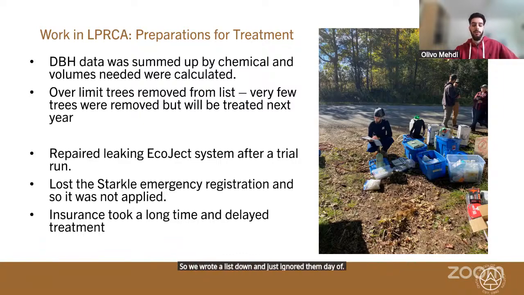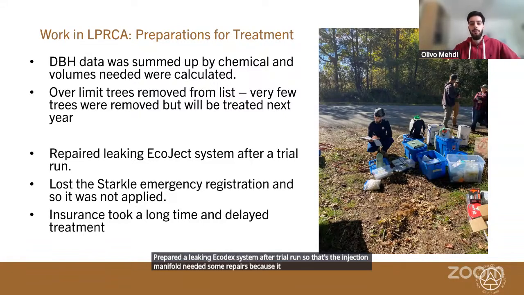Repaired a leaking EcoJect system after trial run, so that's the injection manifold. Needed some repairs because it was a lend from a different agency, but the Starkle emergency registration did not get renewed, so we treated it in its little dead window when it was not legal for use in Ontario, but now it's been renewed again.